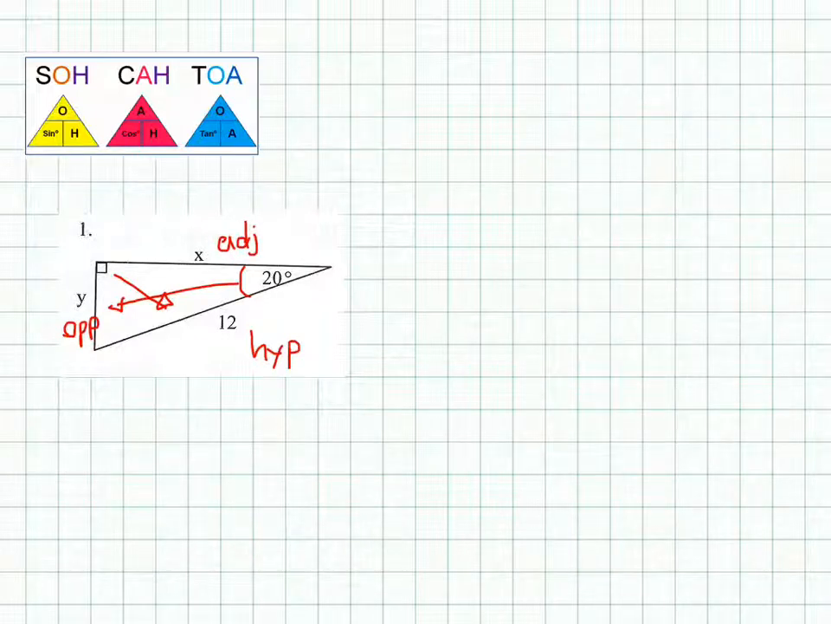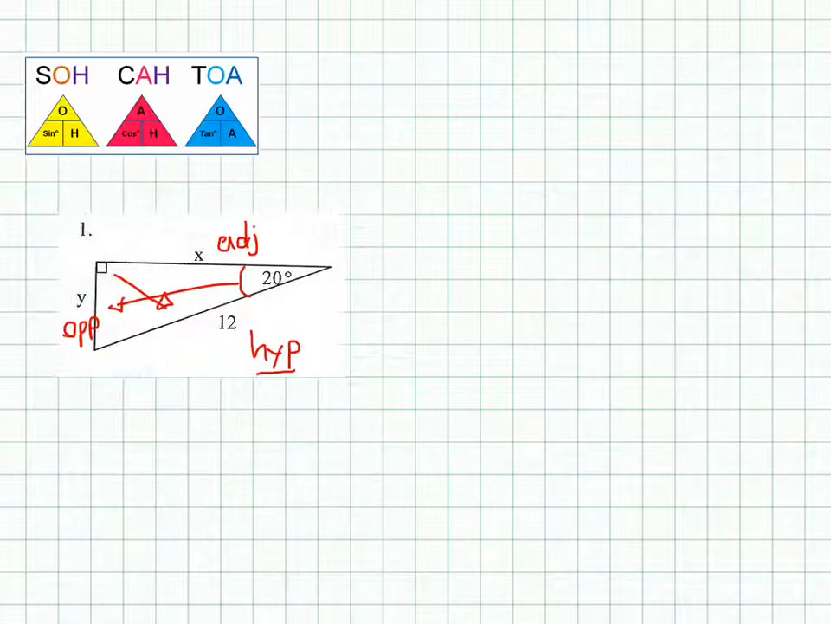Next time, if you want, you can pause the video and see if you can figure it out before I do. Anyway, let's find x first. I'll go in alphabetical order. It makes sense to find x first. So, to find x, I'm going to make use of my hypotenuse, and x is my adjacent.